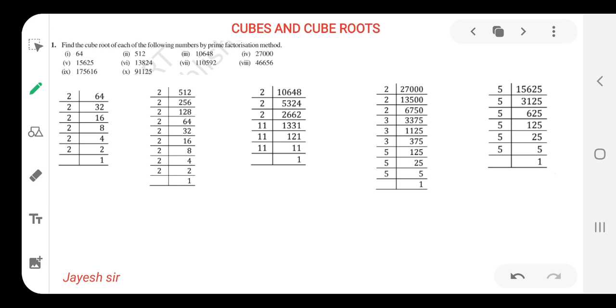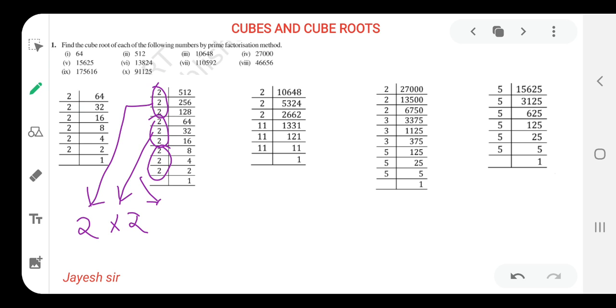Now we need to find the cube root of 512. Similarly, by the prime factorization method, we will solve it like this. Where 512 is written, we make groups of 3. One group is made here, and we write 2. Then we circle another group of 3 and write one more 2, so 2 times 2 with the multiplication sign. Similarly, we can see a third group, and we write 2 for it as well. In this way we have got the answer.